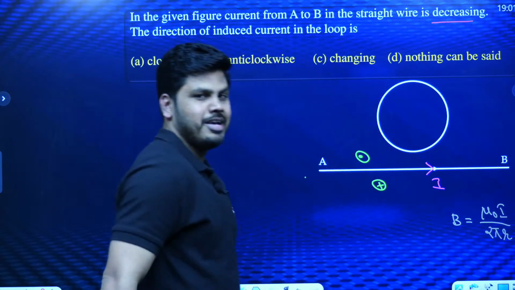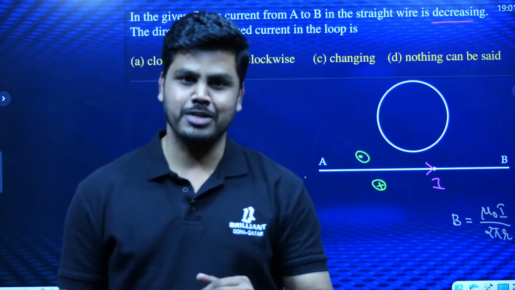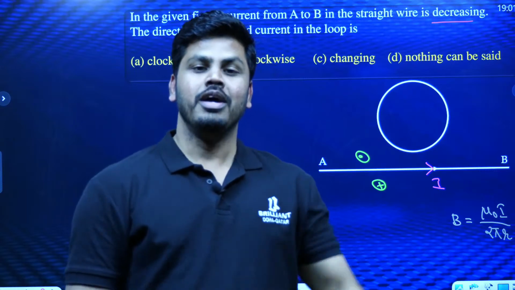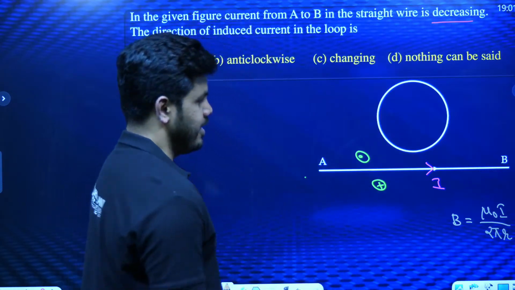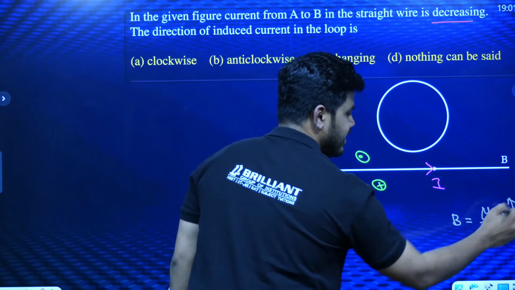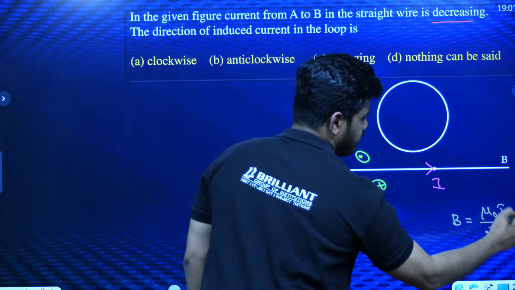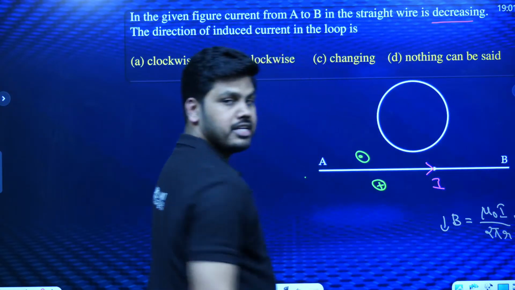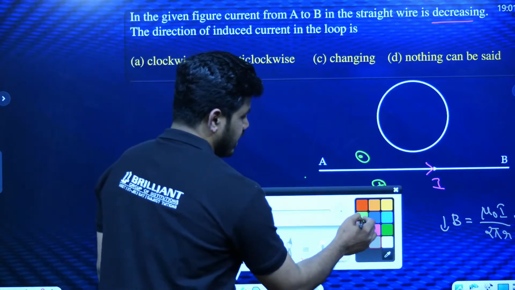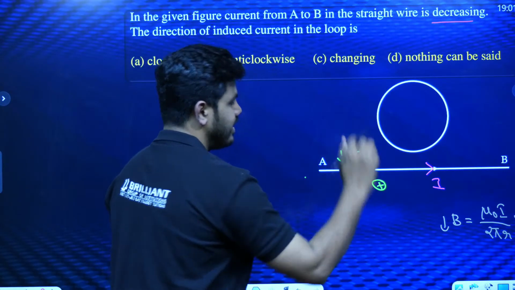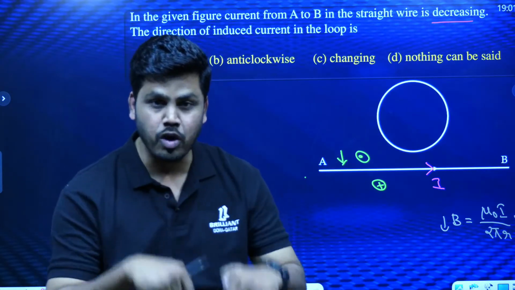That is the equation. Magnetism, like application of Biot-Savart and Ampere's circuit law, magnetic field due to a straight conductor. So what happens when this I increases or decreases? As per the question, it is decreasing. So if it is decreasing, the magnetic field is also decreasing, which means you got a dot here which is actually decreasing. So it is a decreasing dot.